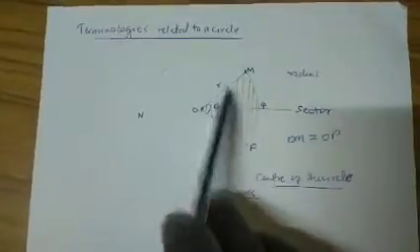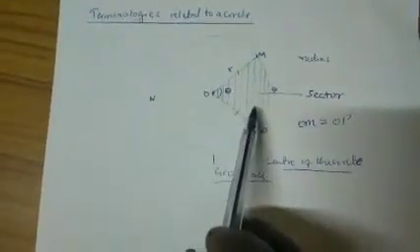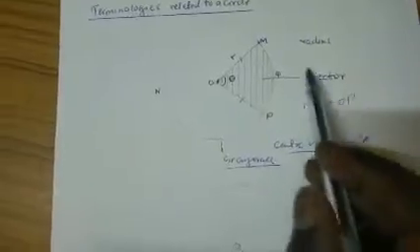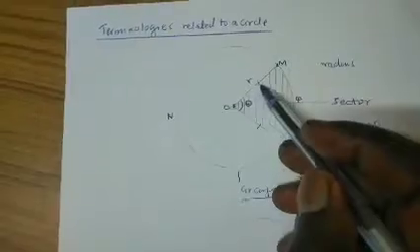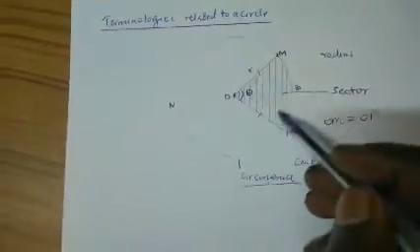Now the area enclosed between these two radii is called a sector. The area enclosed between two radii is called a sector. So this shaded region here is what we call the sector.